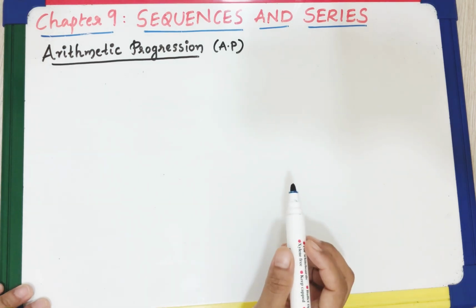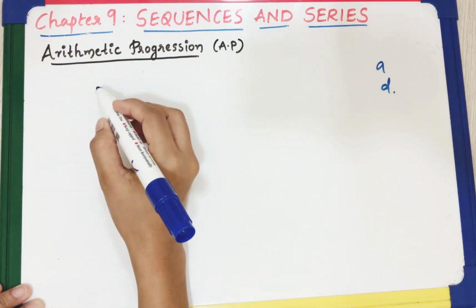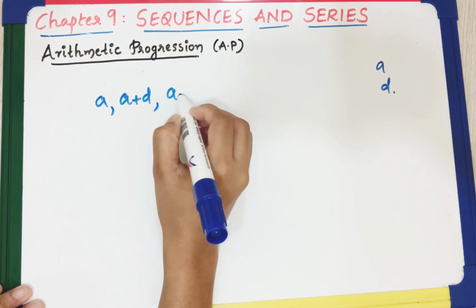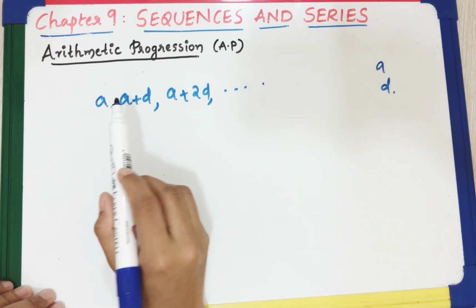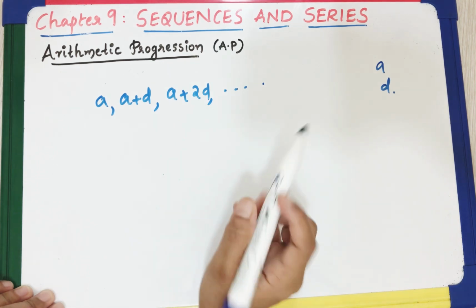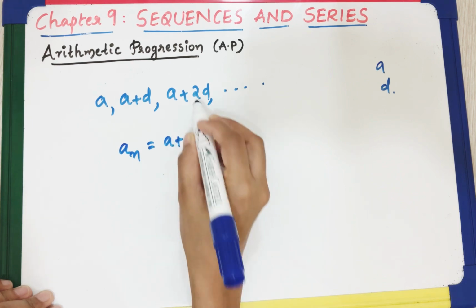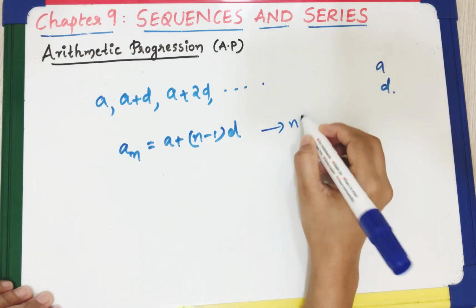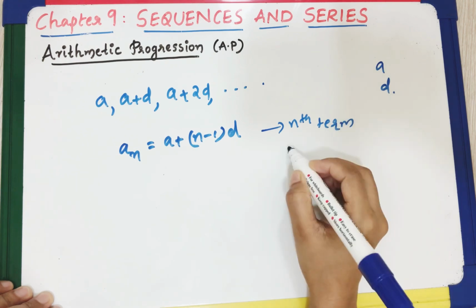Now consider an AP with the first term a and a common difference d. Then what will be the arithmetic progression? First term a, second term a plus d, third term a plus 2d, etc. Here the second term is a plus 1d, the third term is a plus 2 into d, etc. What will we get as the nth term? The nth term an is equal to a plus n minus 1 into d. So the nth term or general term of the AP is an is equal to a plus n minus 1 into d.